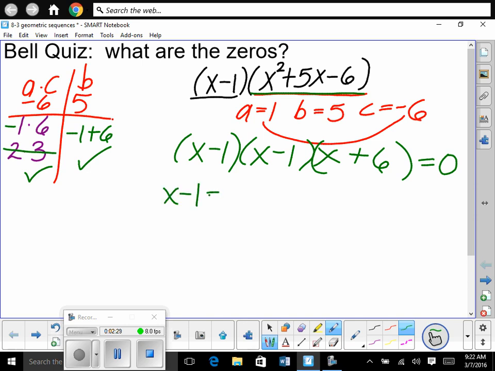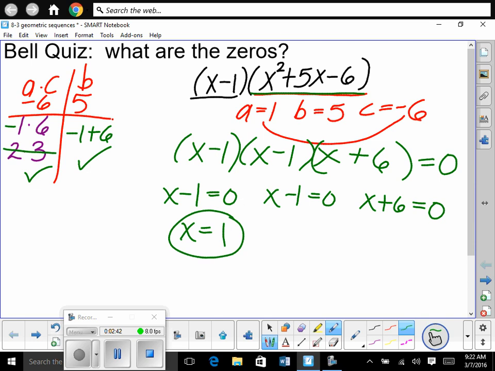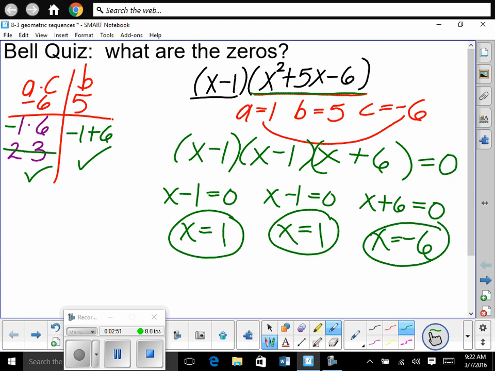So we have x minus 1 is equal to 0. We have x minus 1 is equal to 0. We have x plus 6 is equal to 0. Then it's just algebra, solving for x in each case, correct? So we'd add 1 to both sides, so we get x is equal to 1. We'd add 1 to both sides, so we get x is equal to 1, right? Subtract 6 from both sides, so we get x is equal to negative 6. So our three zeros are 1, 1, and negative 6.